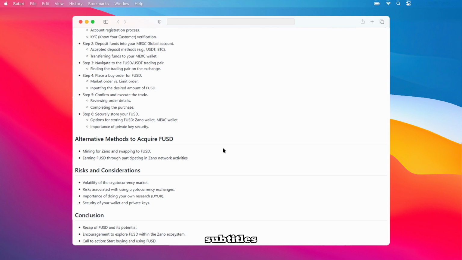In conclusion, FUSD, the Freedom Dollar, has notable potential within the Zeno ecosystem. We encourage you to explore FUSD and consider its uses within this innovative ecosystem. So, let's get started buying and using FUSD.